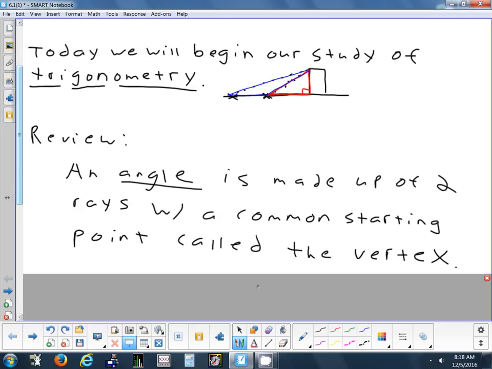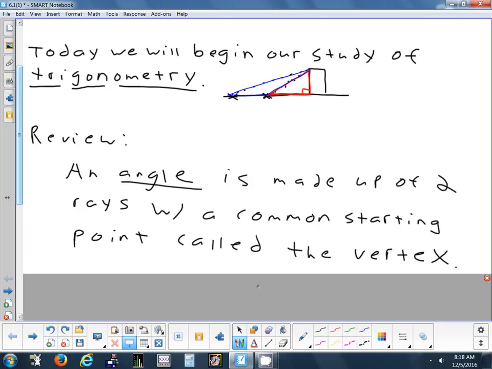All right, so there's the definition of an angle, basically from geometry. An angle is made up of 2 rays with a common starting point called the vertex. And I'm going to draw a picture in a second. Now, that's the definition of an angle when you just sketch it by itself. In the red and the blue triangle, those are still considered angles, inside these triangles. But the sides of a triangle are not rays, they're line segments.